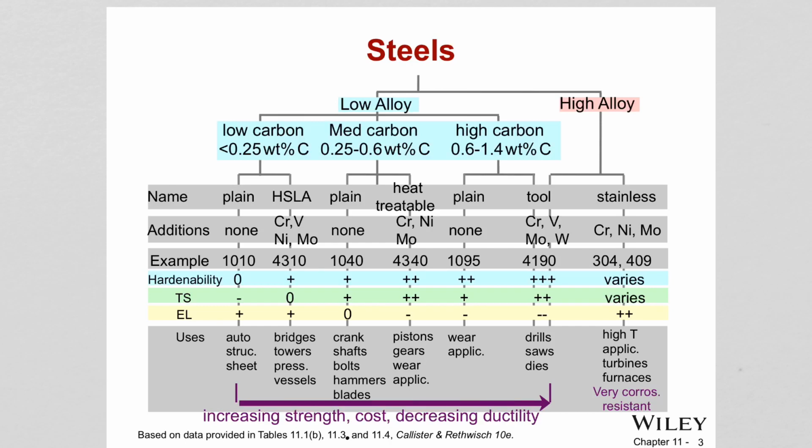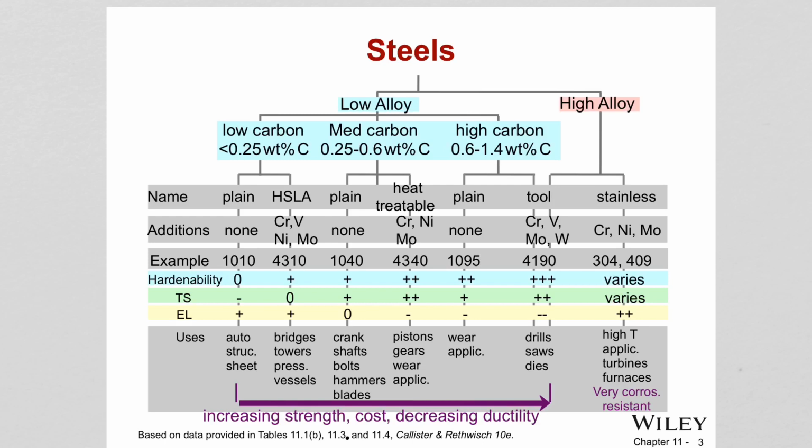Steels, besides having carbon, will also have a variety of different alloying elements depending on what type of properties you want to obtain from that alloy. So based on the amount of carbon and amount of alloying elements, steels are divided into two categories. One is low alloy, the other is high alloy, meaning the high alloy will have more of those alloying elements.